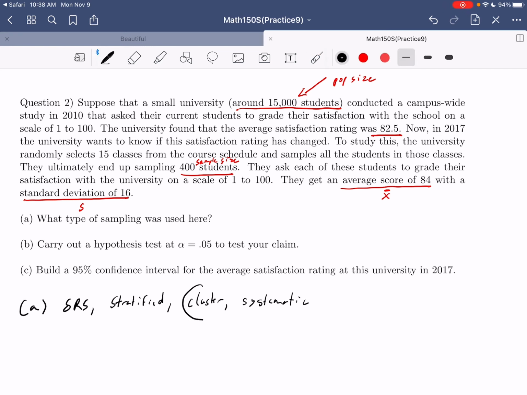So this one would be a cluster sample. And we selected these 15 classes. Each class was a cluster, and when we did that, we added a bunch of students to our sample. So this would be a cluster sample here.